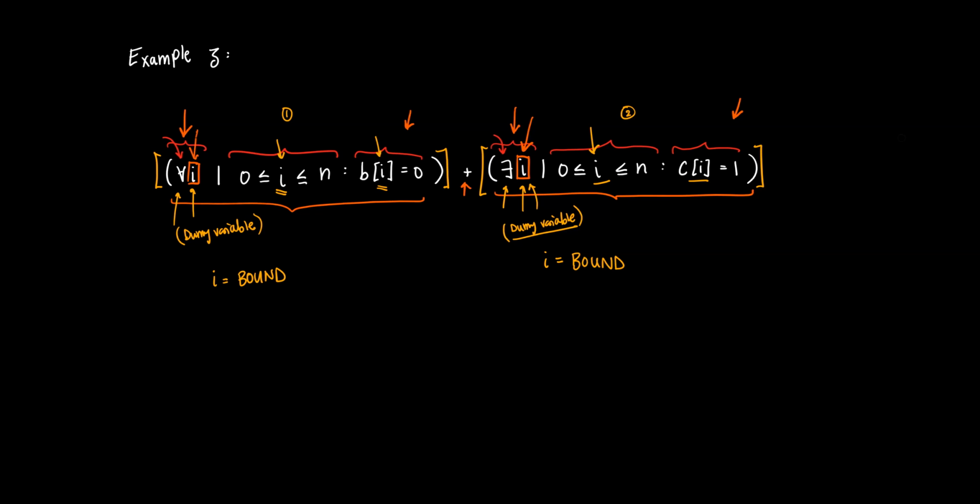To be perfectly explicit about this, this I and this I are bound to this dummy variable I, and separately, this I and this I are bound to this dummy variable I. So there are two different I's at play, but in both cases, all occurrences of I within either expression are bound to their respective dummy variables.